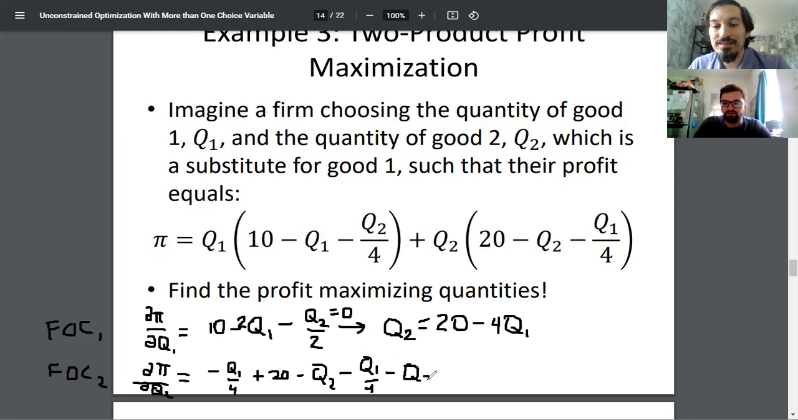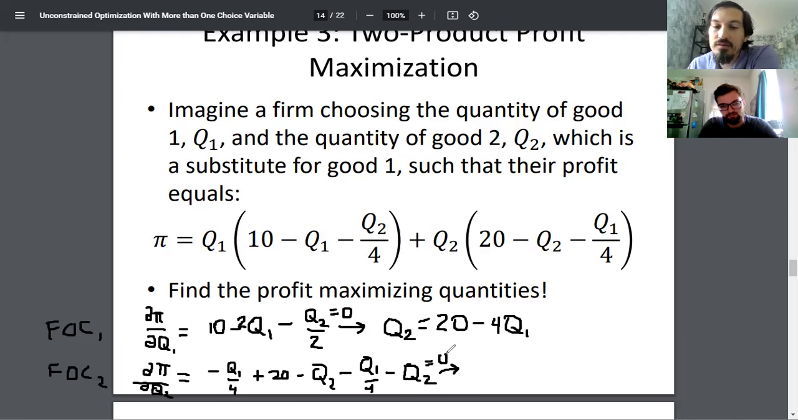By the way, you would get this exact same answer if you first multiplied through the Q2s. Said, okay, this is 20 Q2 minus Q2 squared minus Q2 times Q1 over 4. You would get the exact same thing, just this Q2 and this Q2 would have been already combined to be 2Q2. And let's think about what that would be. Once again, I see a negative Q1 over 4.